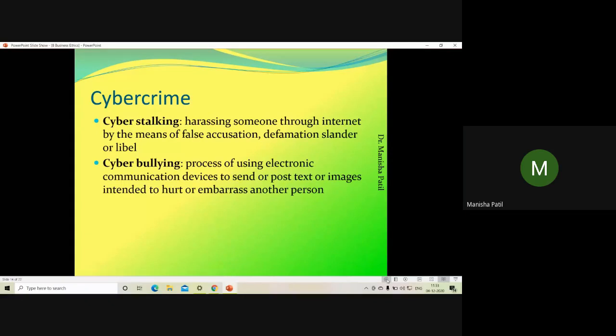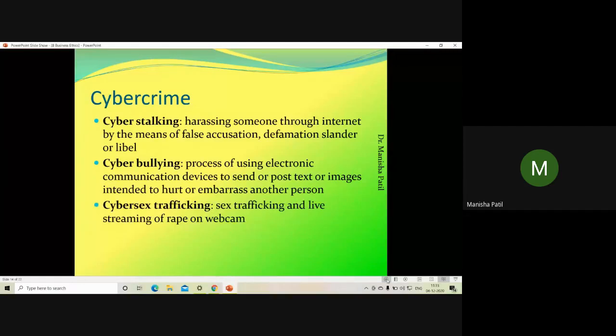Cyberbullying, it is the process of using electronic communication devices to send or post text or images intended to hurt or embarrass another person. Cyber sex trafficking and live streaming of rape on webcam.